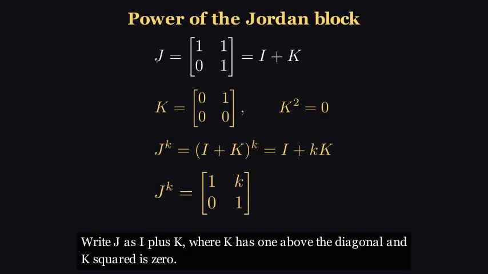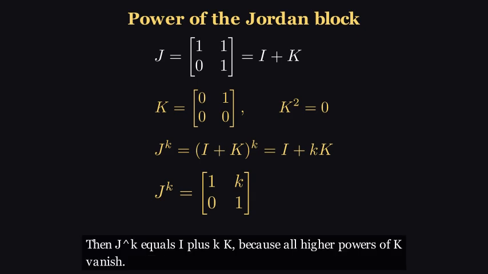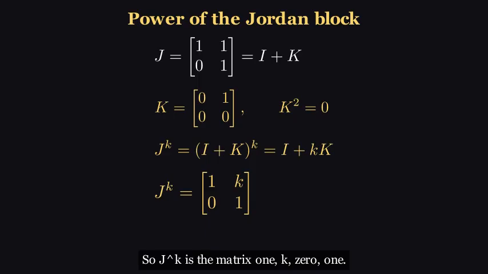Write J as I plus K, where K has 1 above the diagonal and K squared is 0. Then J to the k equals I plus kK, because all higher powers of K vanish. So J to the k is the matrix 1, k, 0, 1.